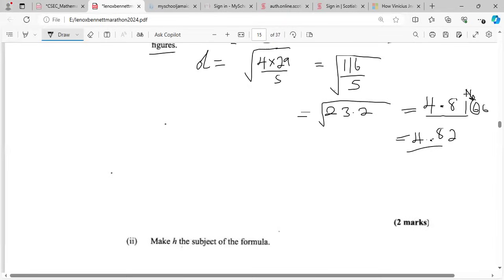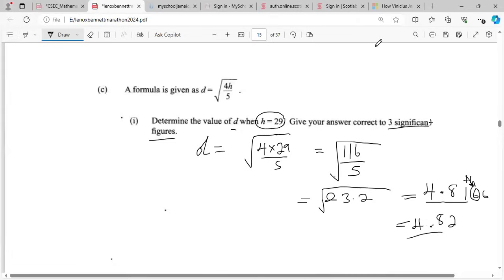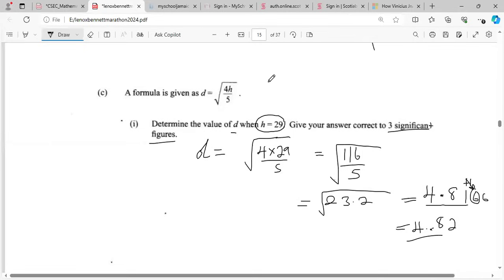Yes, sir. Alright, let me now go back. It said make H the subject of the formula. Have fun with that one. So instead of D, you're going to make H the subject of the formula. Alright, so as it stands, D is the subject of the formula. But what they want to do is they want us to figure out H as the subject. So we're just going to carry over everything, including the 5, the 4, and take the opposite of the square root.